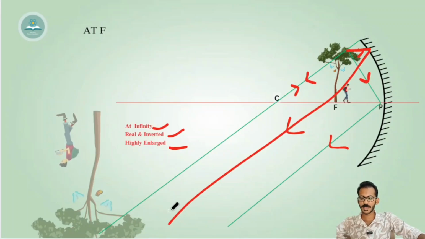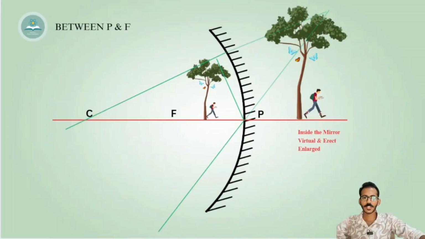Both will not meet anywhere, which means the image is formed at infinity. Even if we extend inside the mirror, we won't be able to get the image. We can't get it here inside the mirror, or here outside the mirror, which means the image is formed at infinity. Now we are taking the object much closer to the mirror. Next point is between P and F, between the pole and the principal focus.